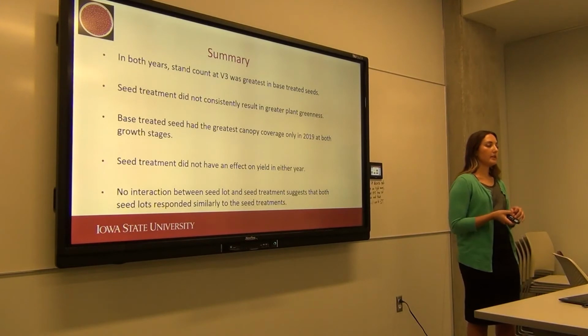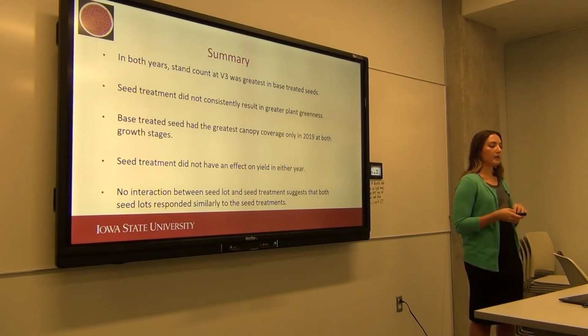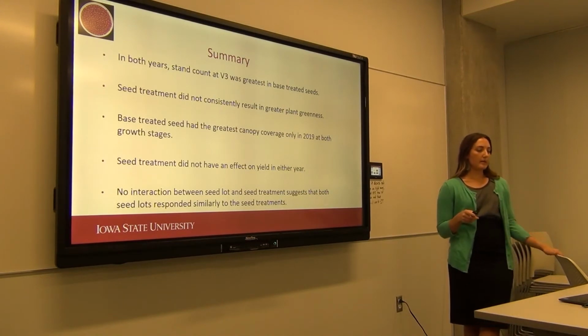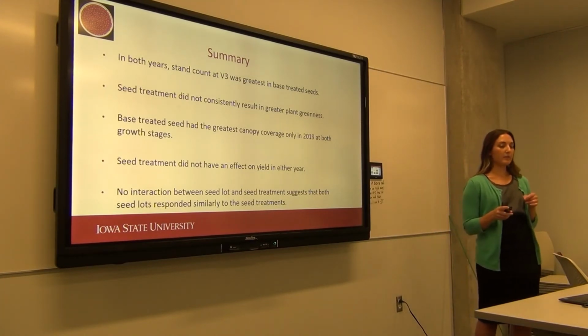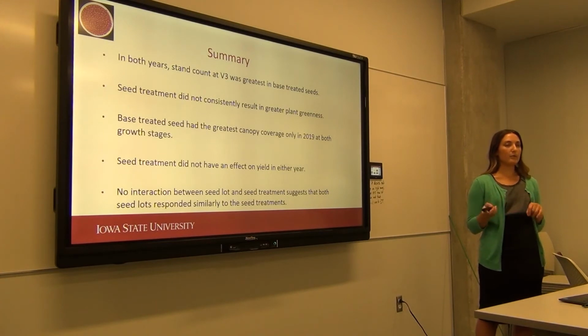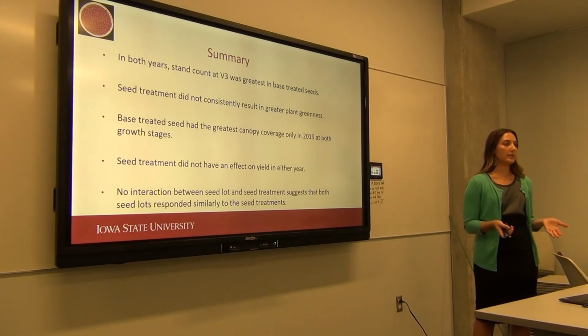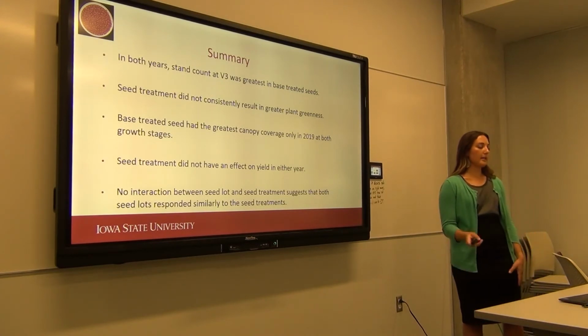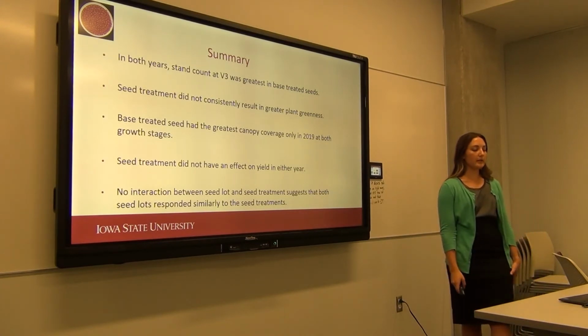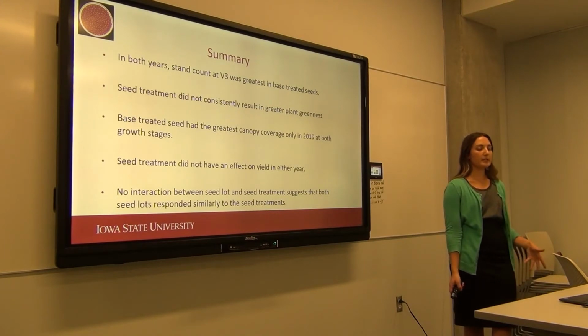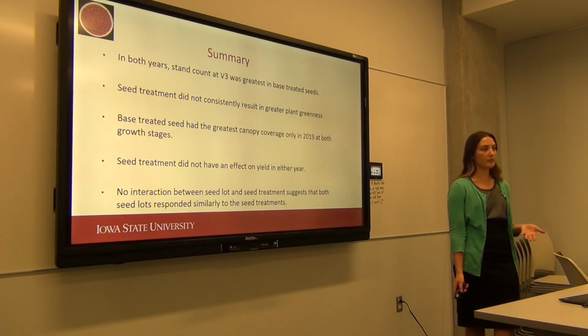In both years, the stand counts at B3 was greatest in the base treated seed. Seed treatment did not consistently result in greater plant greenness, and the base treated seed had the greatest canopy coverage only in 2019 at both of the growth stages, and seed treatment did not have an effect on yield in either year. And lastly, no interaction between the seed lot and seed treatment suggests that both seed lots responded similarly to the seed treatments.